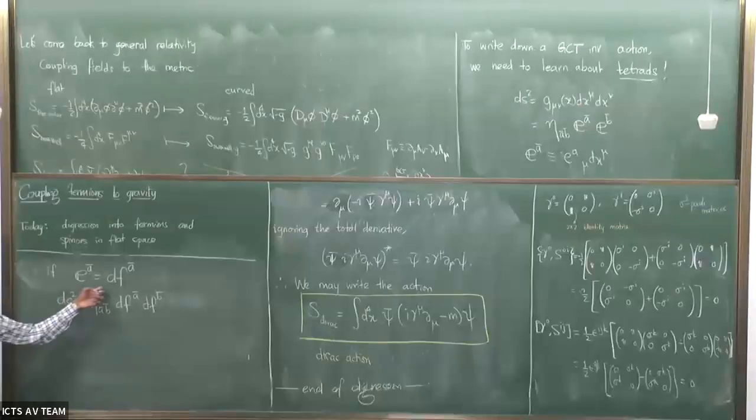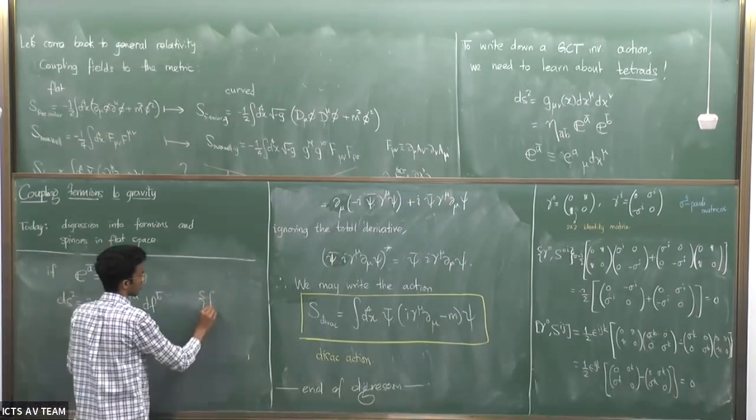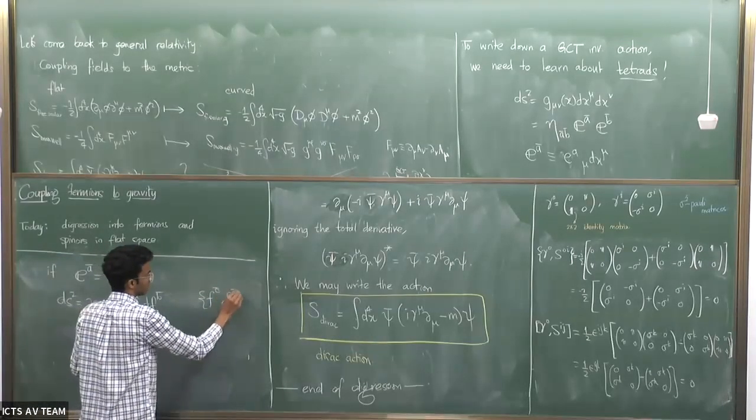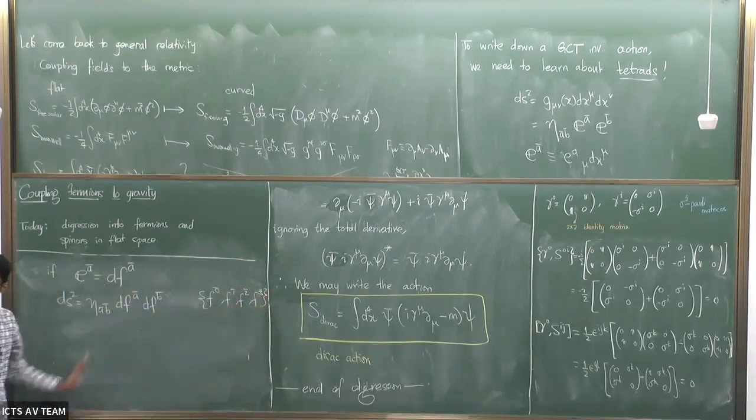Okay. If E is of this form, this is just a flat metric. You can just go to the coordinates where the coordinate surfaces are f, right? You can just go to these coordinates f0, f1, f2, f3. And in these coordinates, things are just flat. So the metric is flat.